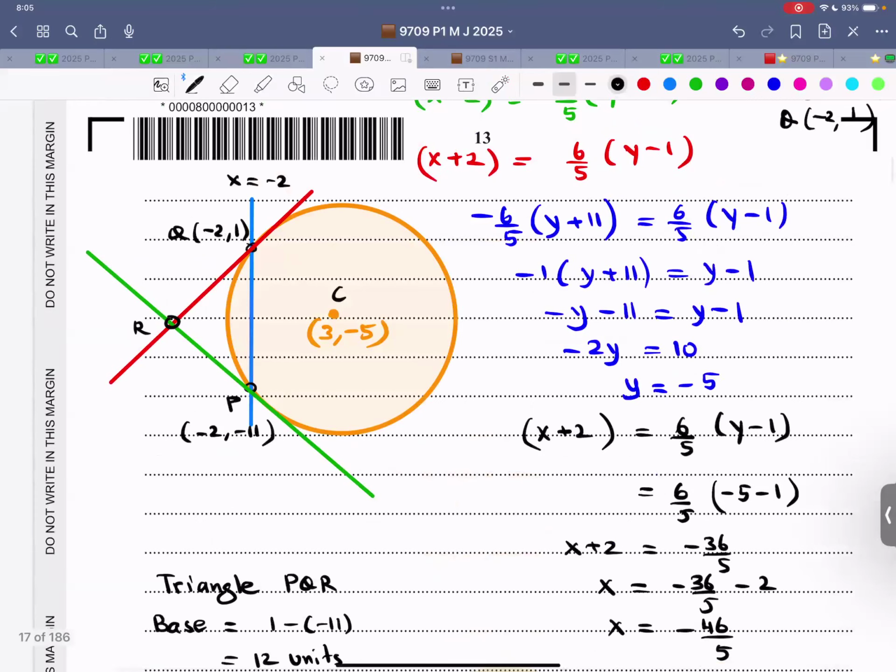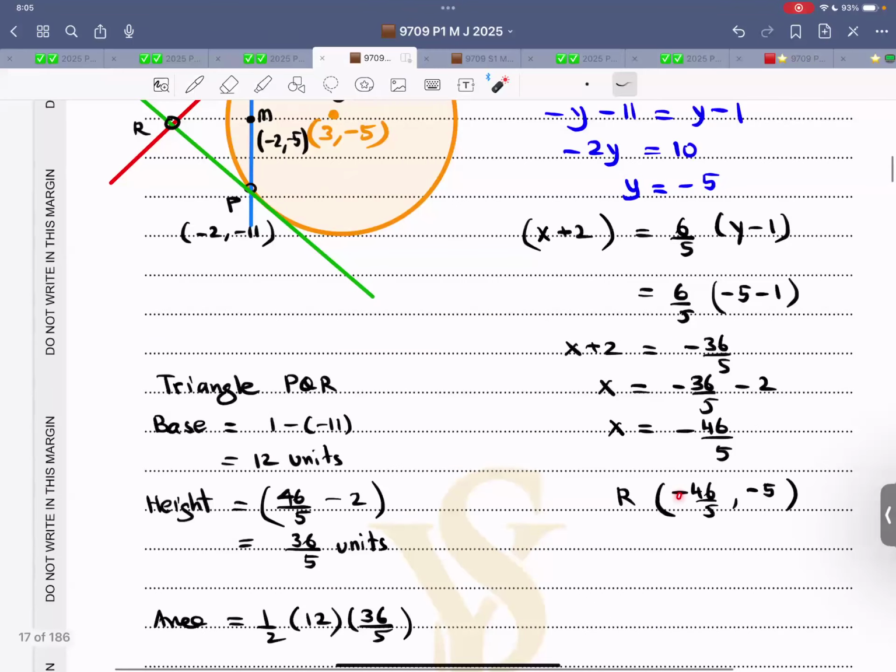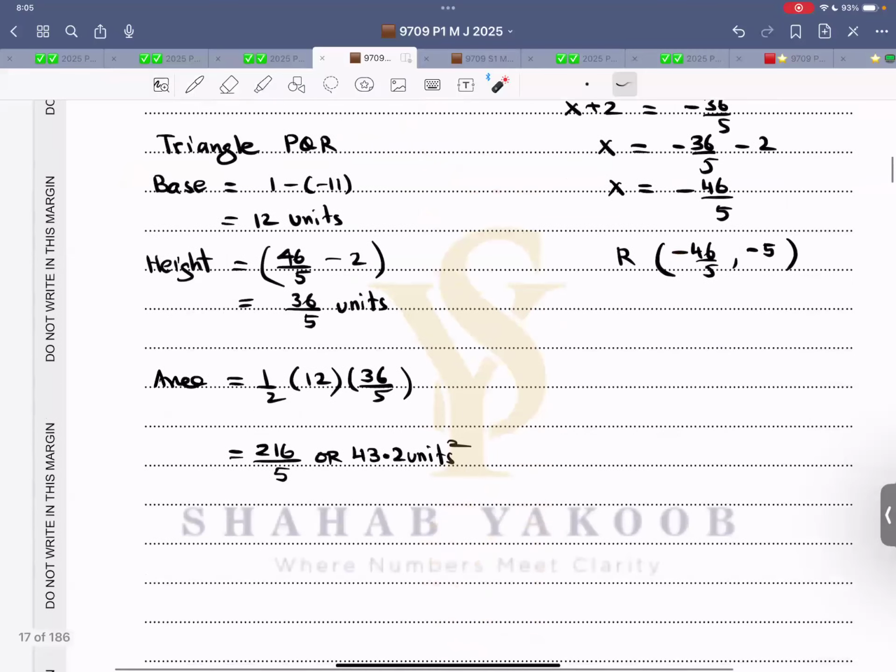So let me mark this point as M. If I label 1 and negative 11, negative 10, so this is negative 5. This is negative 2, negative 5. So now basically, I'm looking at this height. This is the height. This whole thing is the base. So just ignore the negative sign, ignore -2, ignore -46/5. The difference between the two is 36/5. Half into base into height, you get this answer. The answer is in the exact form.